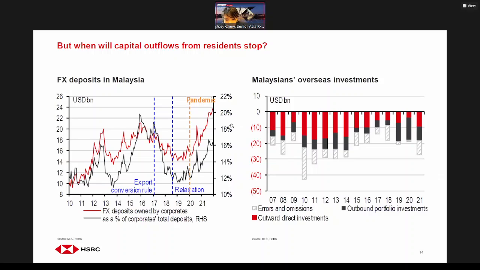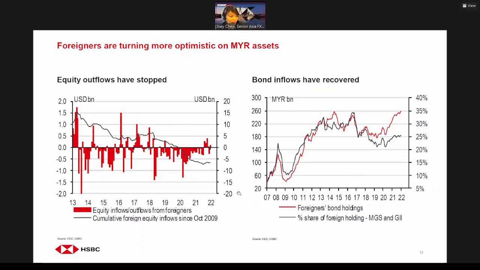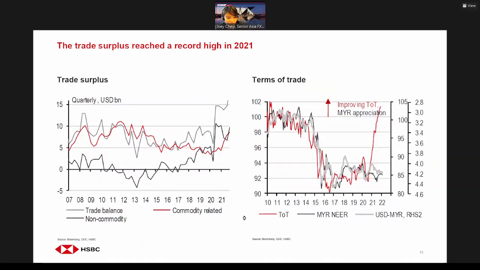And then apart from onshore FX deposits, we're also seeing cross-border outflows in the form of portfolio investments overseas and our overseas direct investments, and also some other types of investments that are very hard to capture, and we just call it errors and omissions. So these are the outflows that are recycling all this capital, all this trade balance. We have a lot of trade balance, but it's just not being converted into ringgit and supporting the ringgit.